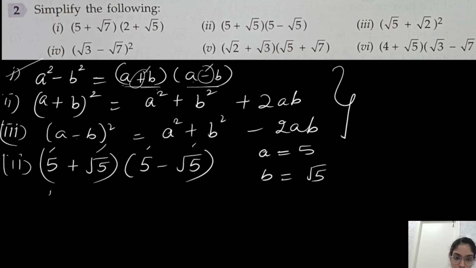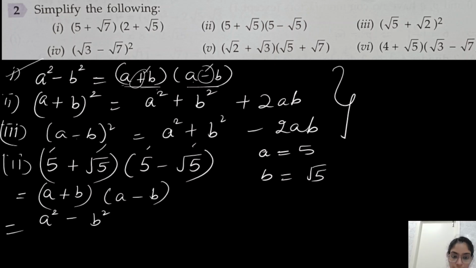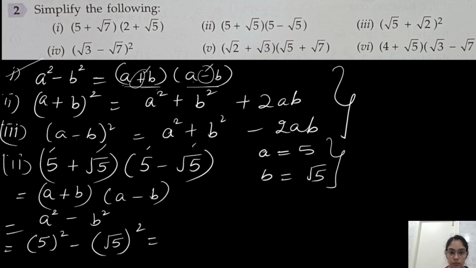So I have got this form, (A + B)(A − B). Right? Now what is (A + B)(A − B)? It is A² − B². Better to write it this way so that when we are substituting, there won't be any mistakes. Now I can substitute A's value. A is 5 squared, B's value is √5, (√5) squared. Right? Now we can simplify this one.